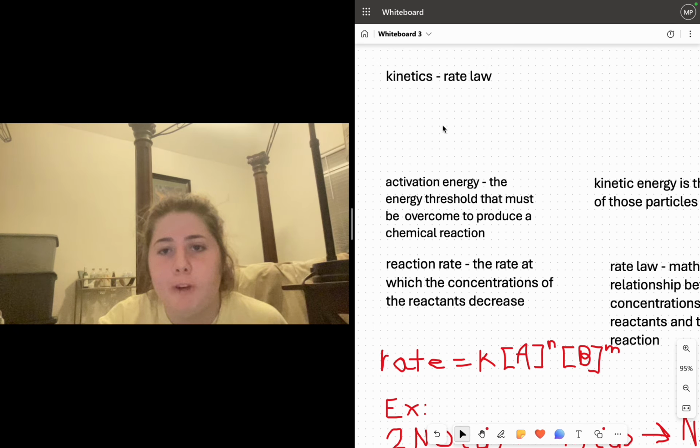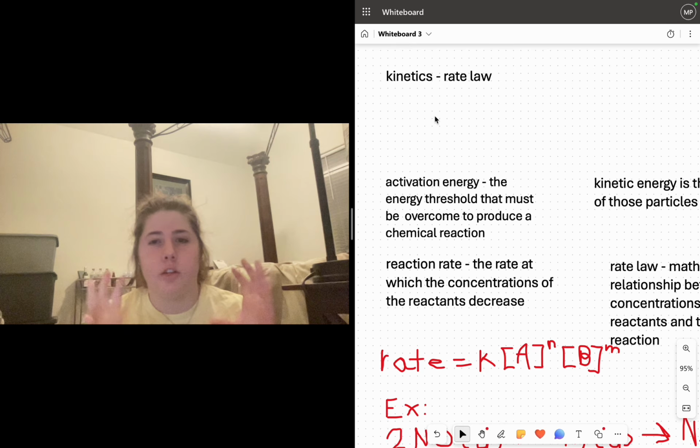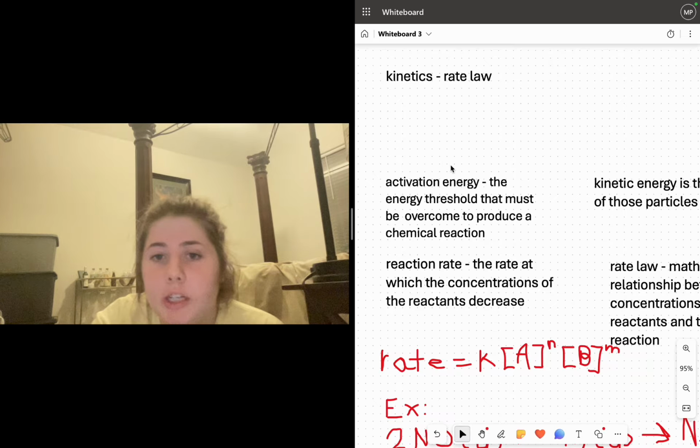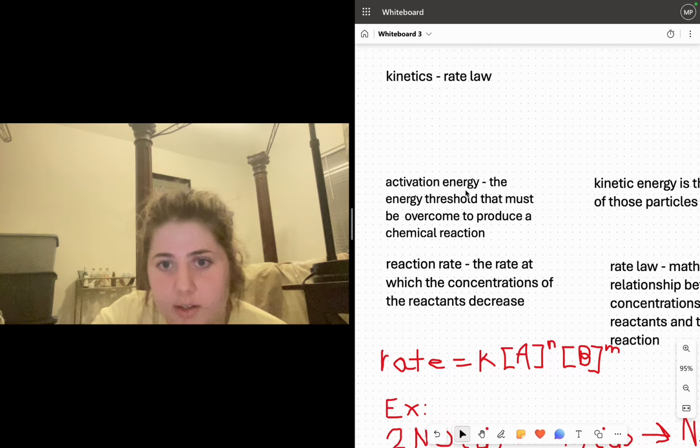But basically for kinetics, there's little particles around us that are always bumping into each other and moving about at different speeds, and when they collide hard enough, they can make a chemical reaction occur. And the power to do that is called activation energy. So I have that definition right here. It says the energy threshold that must be overcome to produce a chemical reaction.